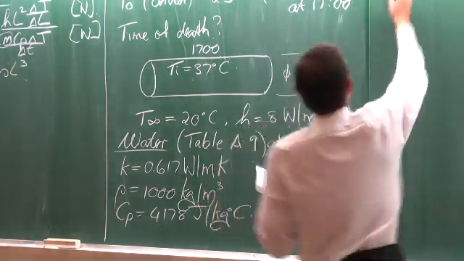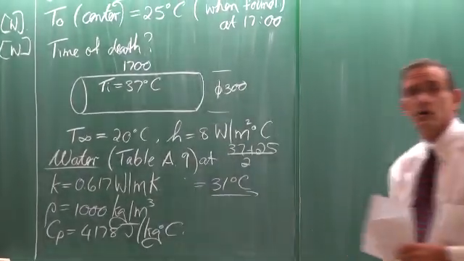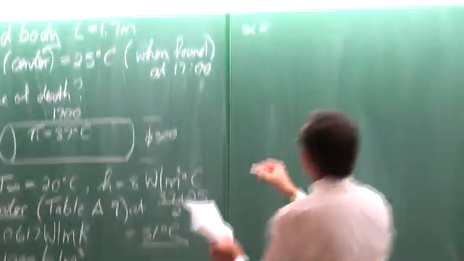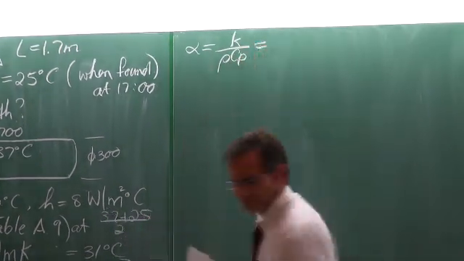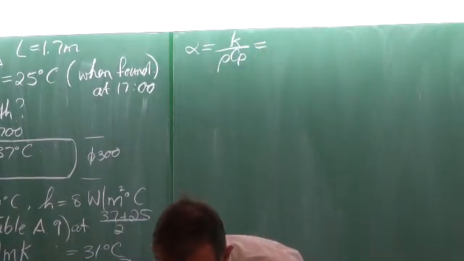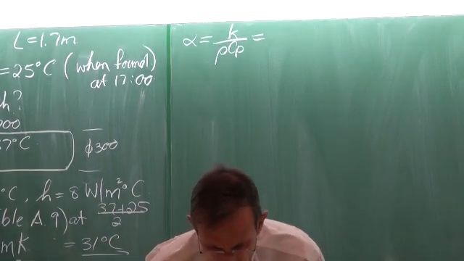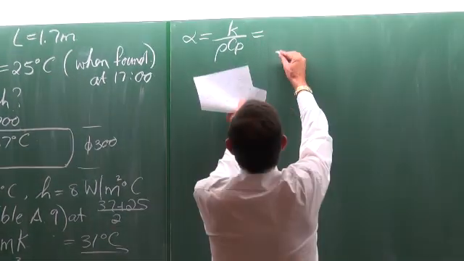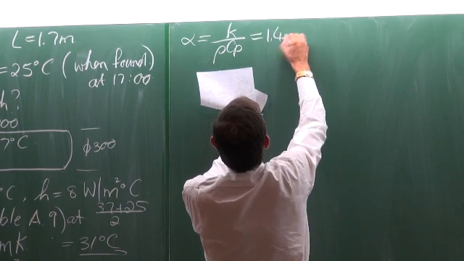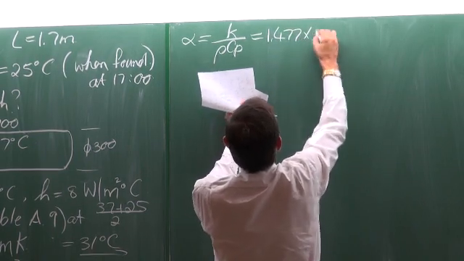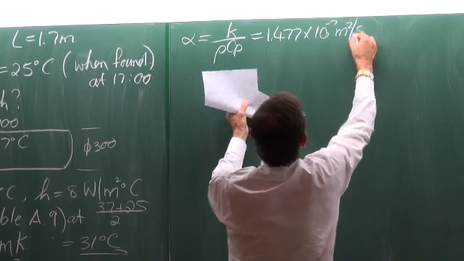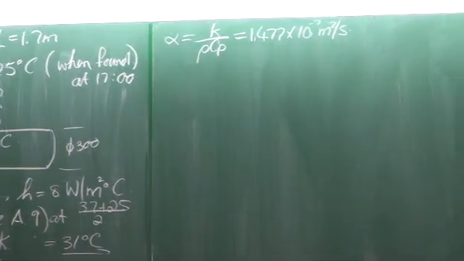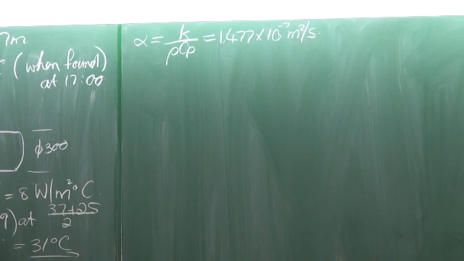And if you want to, you can also go and calculate the thermal diffusivity, which would be K divided by rho Cp. Okay, if you do that, then it would be equal to 1.477 multiplied by 10 to the minus 7 square meters per second. Right, so those are the properties.